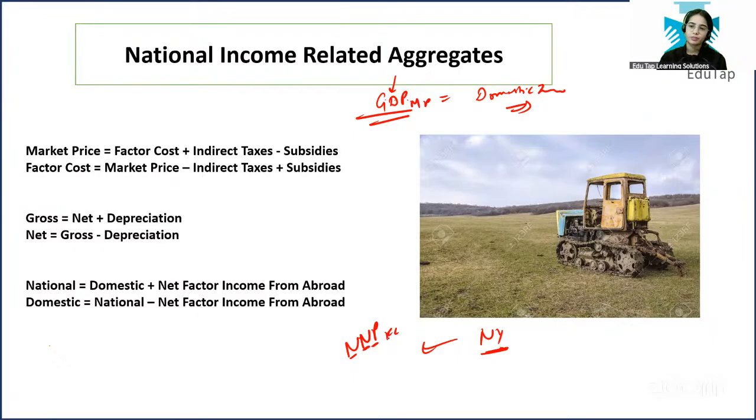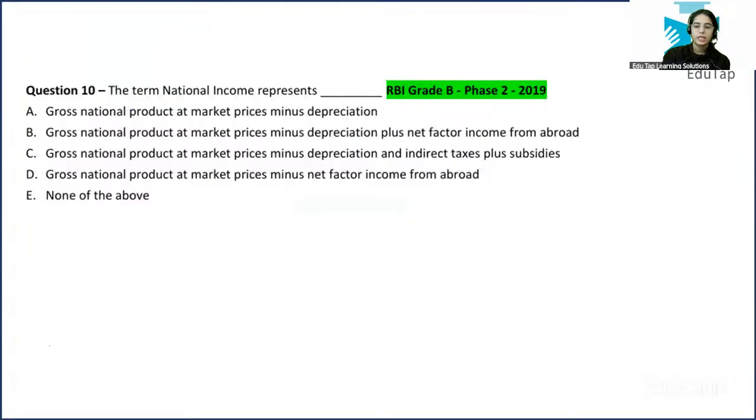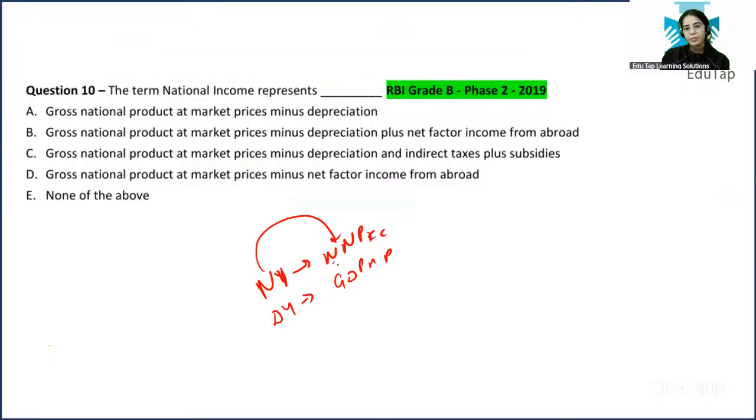Any confusion? So basically, in India, we take the national income at NNP at FC, and we take the domestic income at GDP at MP. Got it? Is this clear? Yes or no? We are using NNP at FC for national income, and we are using GDP at MP for domestic income. Now try to answer this.